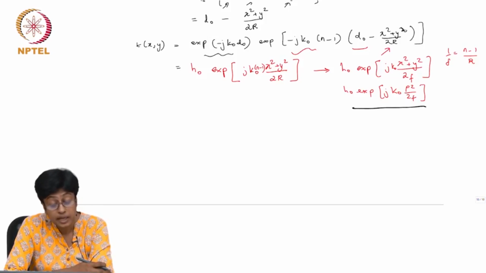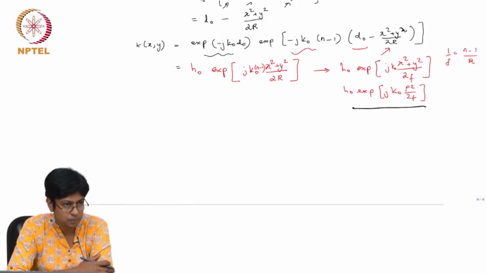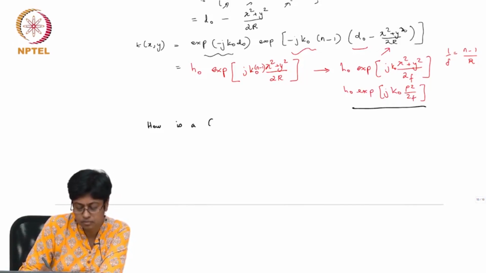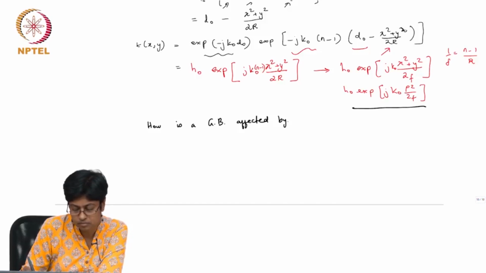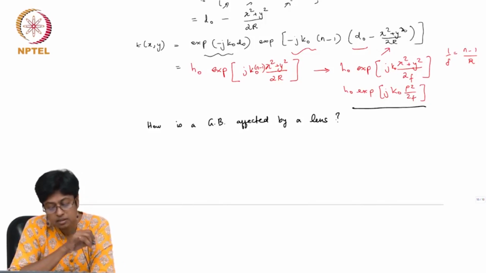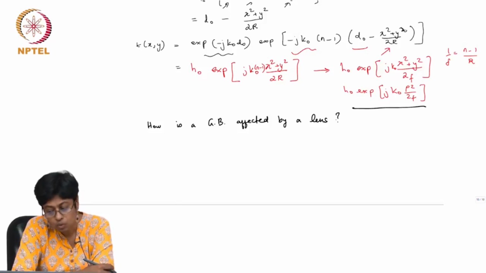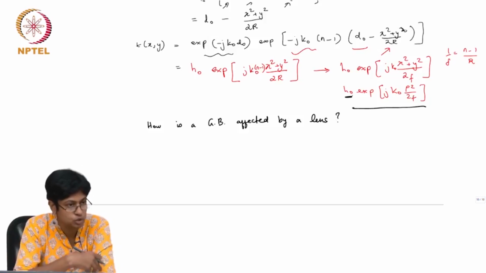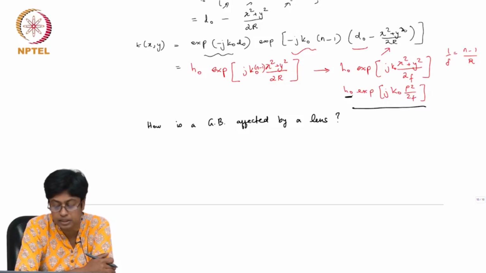Okay, so now let's go back to our original problem. We wanted to see how the phase of a Gaussian beam is affected by a lens. Since the transmittance of the lens is only in terms of an exponential, this term, if you remember, was just a constant. It affected the phase throughout in a similar way, so we put it under a constant.